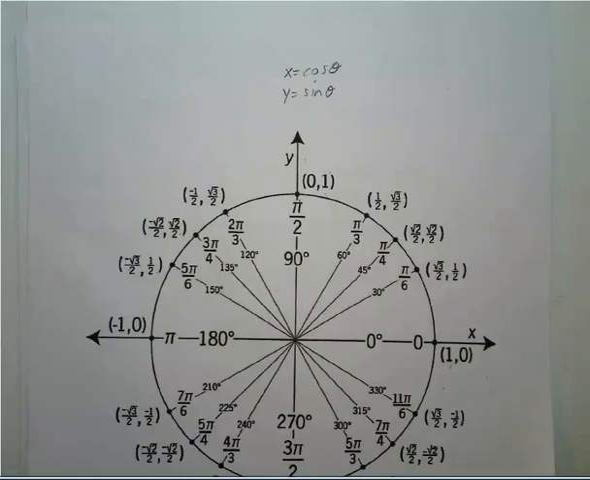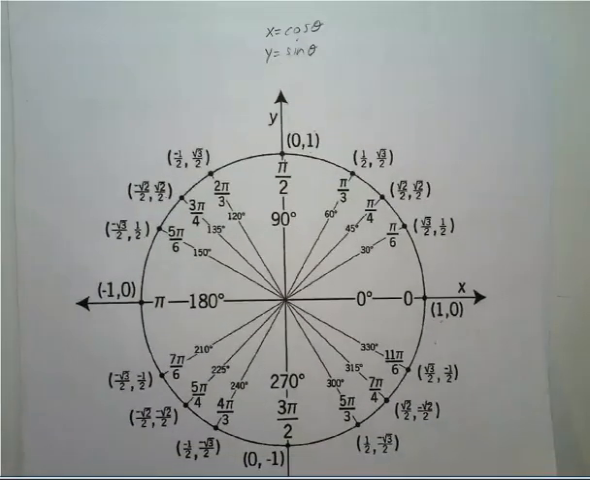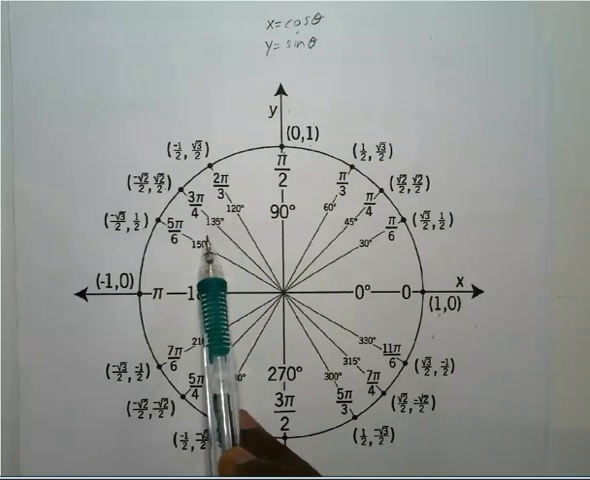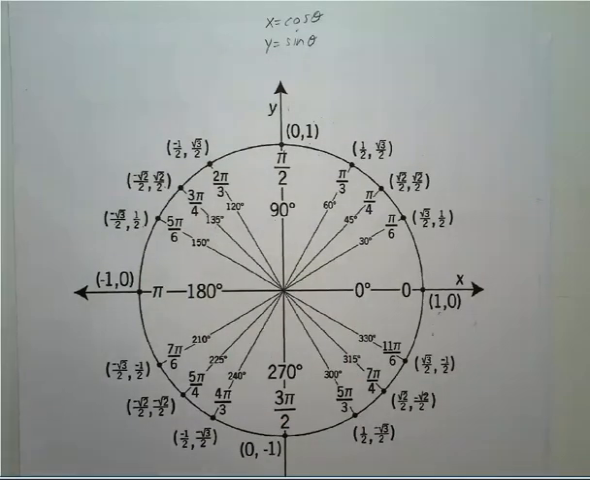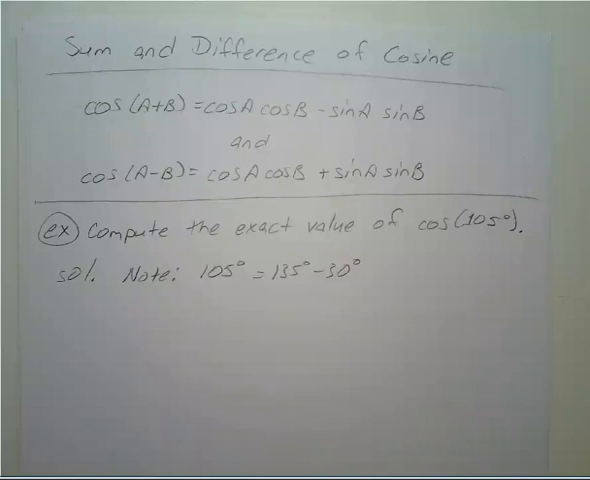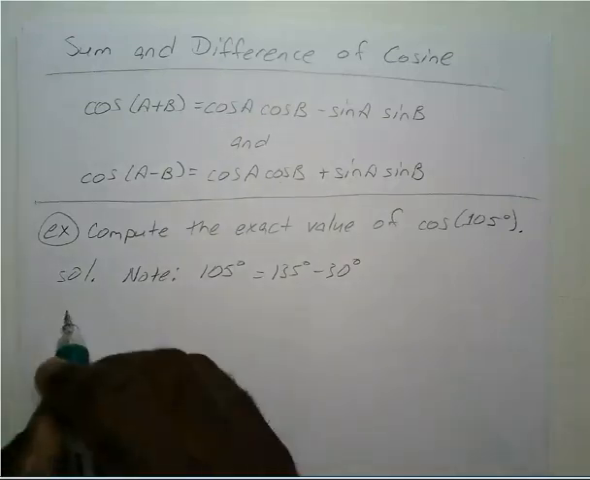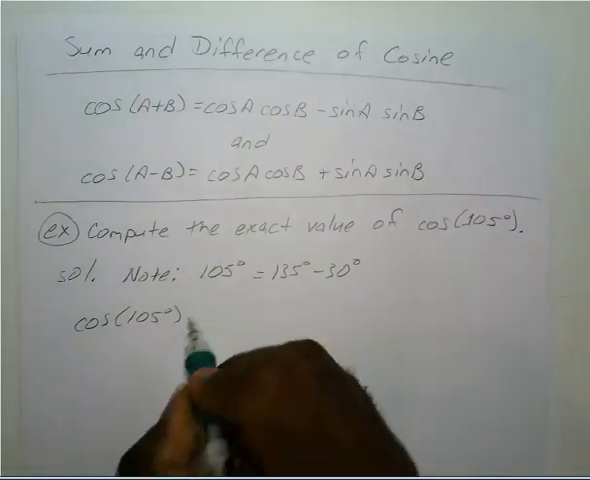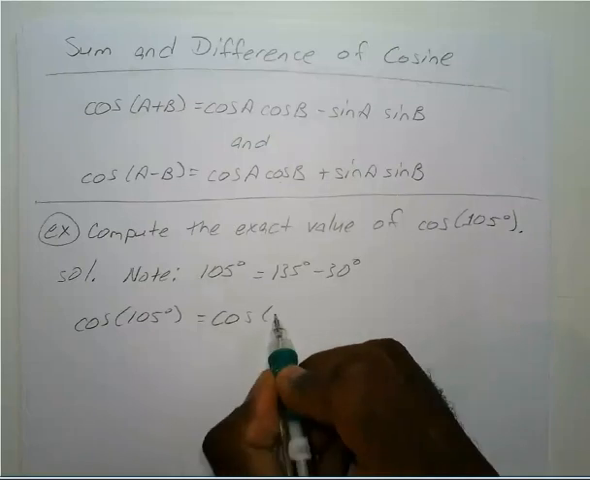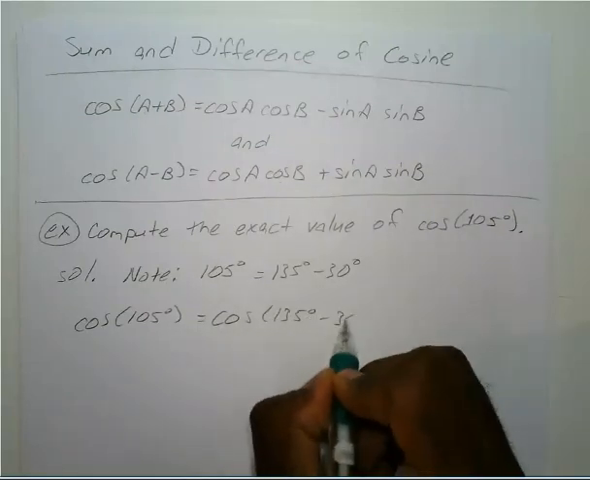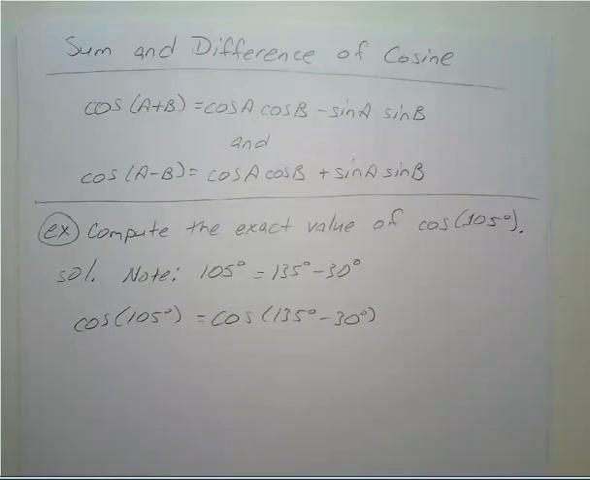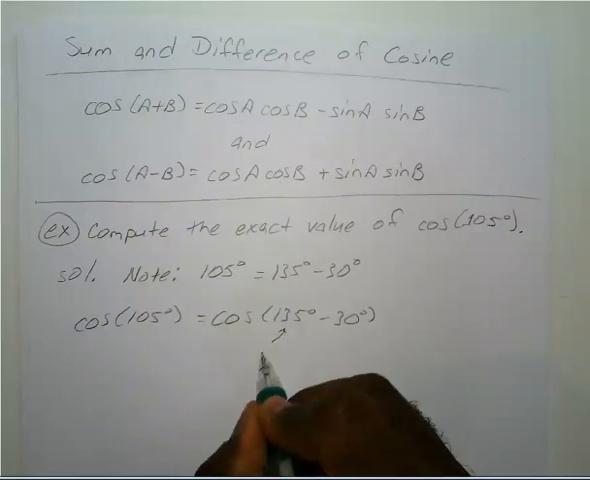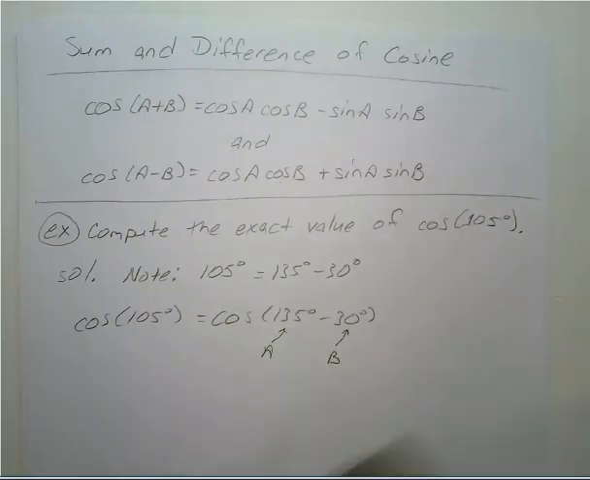If you look at your unit circle, you can't find a 105 degree angle, but you can find a 135 and a 30. So it's a little bit easier to work with. So cosine of 105 degrees is equal to cosine of 135 degrees minus 30 degrees. This is our A, and this is our B.